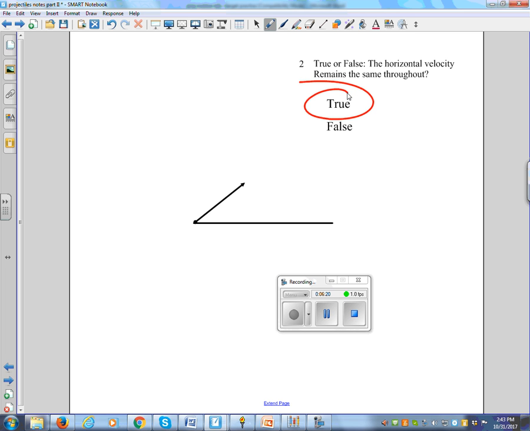Tip it down. So let's say that it's moving at a muzzle velocity, we'll say 10 meters per second right here. But as it gets to the top, the horizontal has stayed the same, but the vertical has gone to 0, so its overall speed is no longer 10.